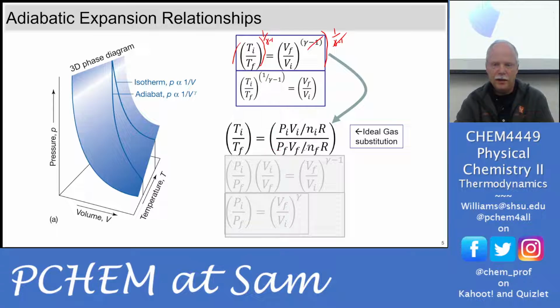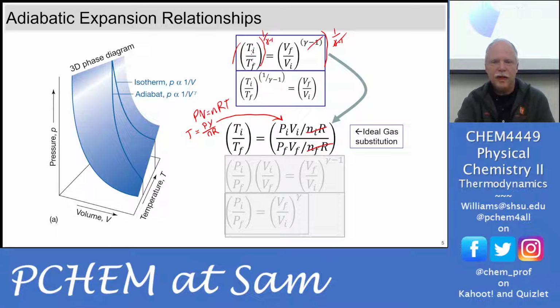we can put in, again, this relationship where we have the PI, VI, NI, and so on. Well, NI and R are constants. So we've solved for temperature. PV equals nRT, so if we solve for temperature, we end up with PV over NR. And so we've put that in here, and we're going to substitute that into this top equation.